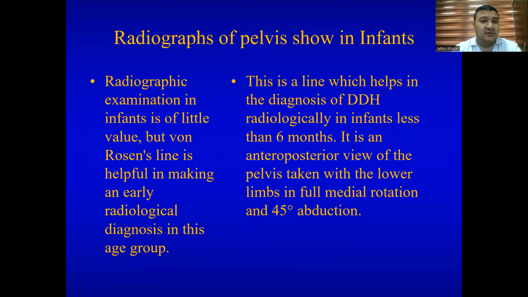DDH: radiograph of the pelvis shows it in fact. Radiographic examination in infants is of little value, but von Rosen's line is helpful in making an early radiological diagnosis in this group. This is a line which helps in the diagnosis of DDH radiologically in infants less than 6 months. It's an anteroposterior view of the pelvis taken with the lower limbs in full medial rotation and 45 degrees abduction.